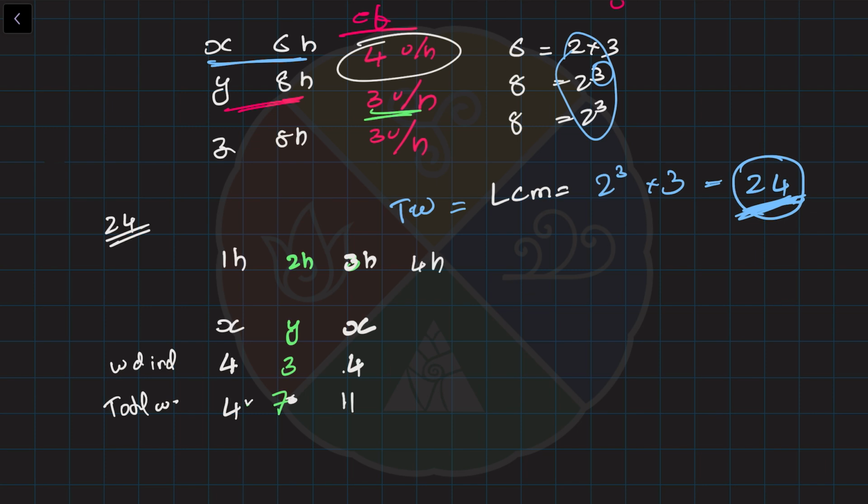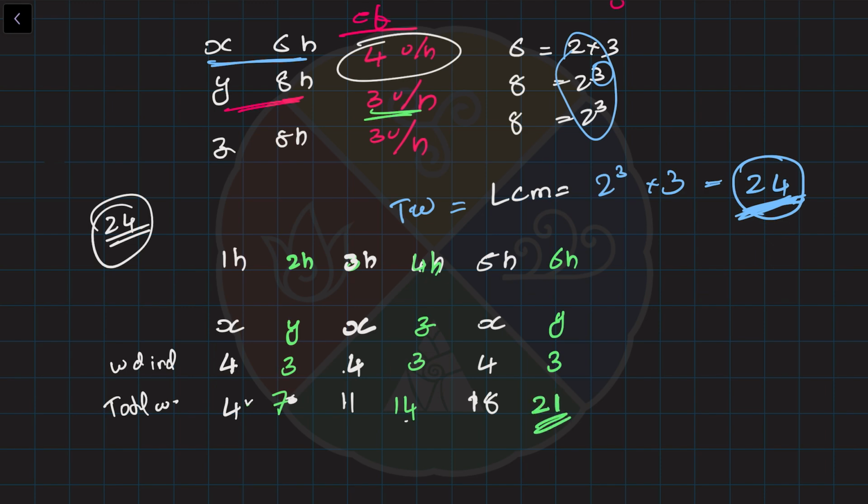In the fourth hour, I can bring anyone, Y or Z. I'll bring Z. He'll be doing 3 units of work. That will be 14 units of work done from the starting. Then again, in the fifth hour, I'll be bringing back X. He'll be doing another 4 units of work, so that will be 18 units of work. I have to achieve 24 units. On the sixth hour, I'll bring back Y or Z, anyone. He'll be doing 3 units of work, and that will put the work at 21. Total work done is 21.